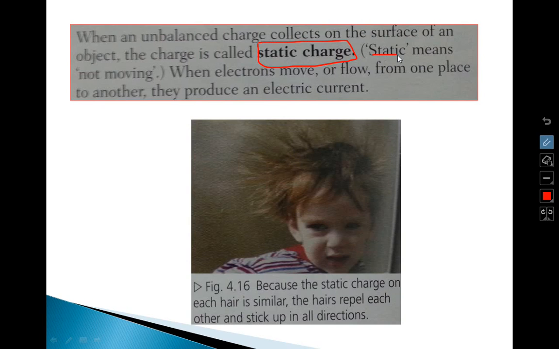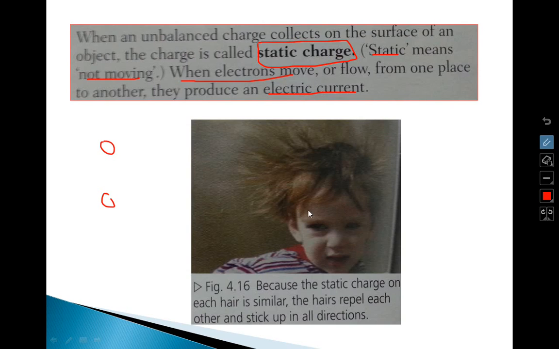What does it mean by static? Static means not moving. If moving, there is another thing. When electrons move or flow from one place to another, they produce electrical current, or electric current. So if they are not moving, the charge is called static charge. If the electrons are moving, it is known as electric current.